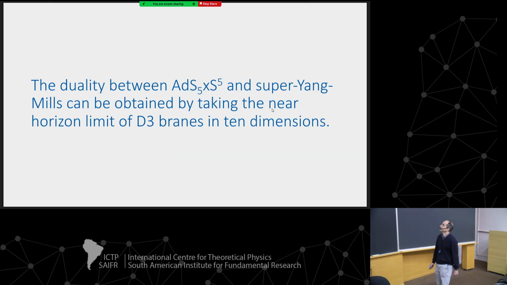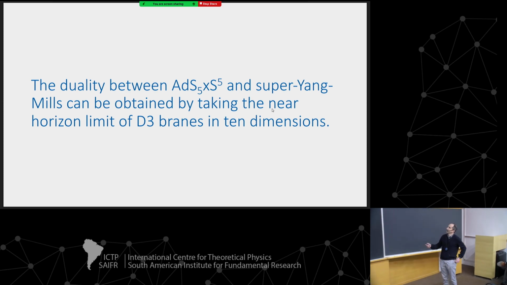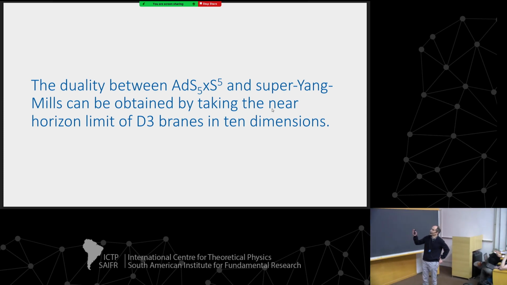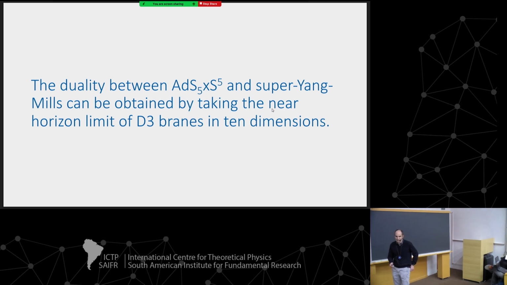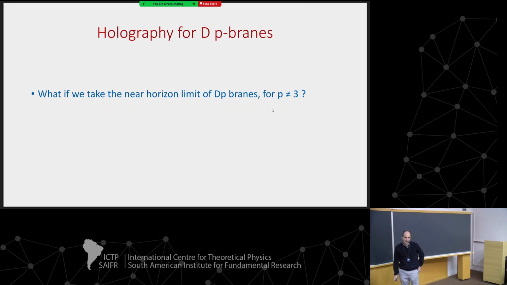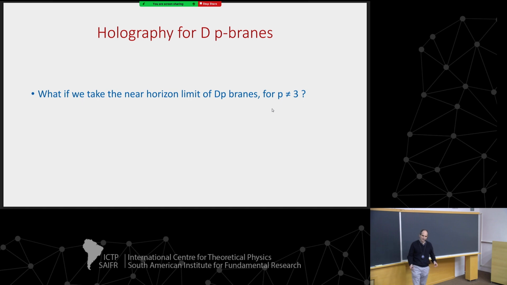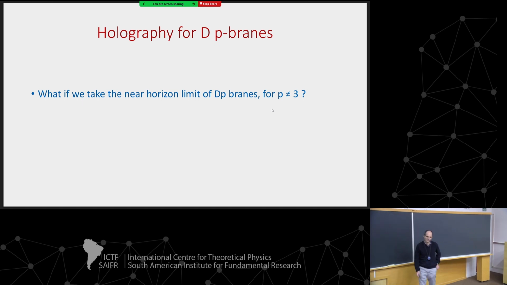So the duality between AdS5 × S5 and super Yang-Mills can be obtained by taking the near horizon limit of D3 branes in 10 dimensions. So, of course, one could wonder what happens if you take the near horizon limit of Dp branes for p different from 3.